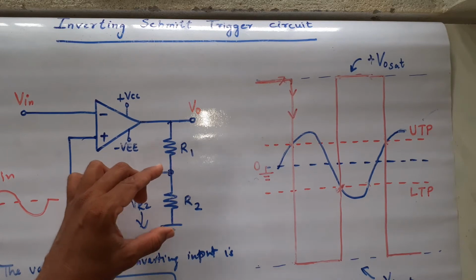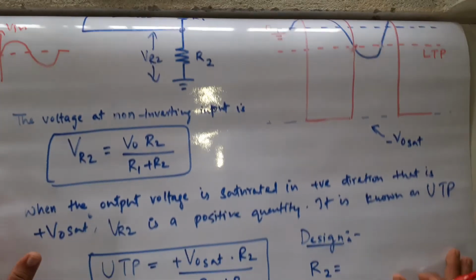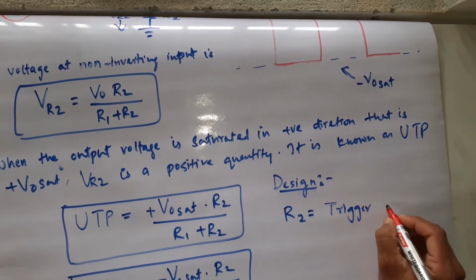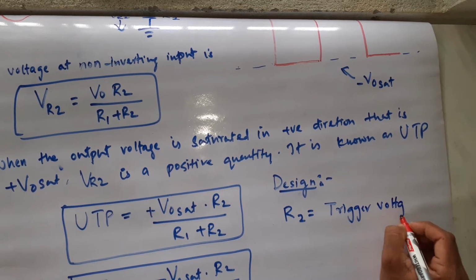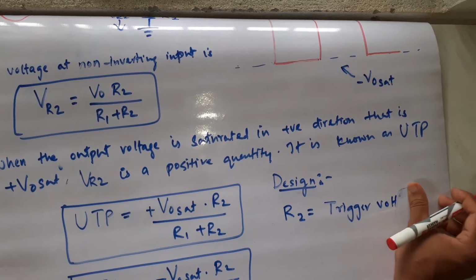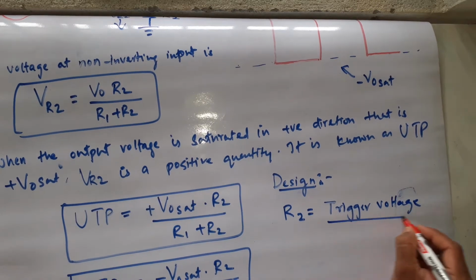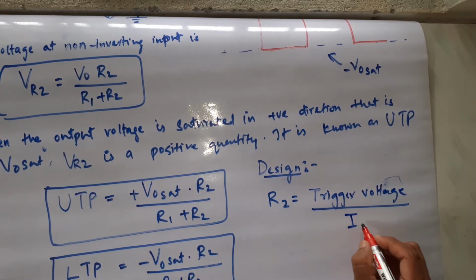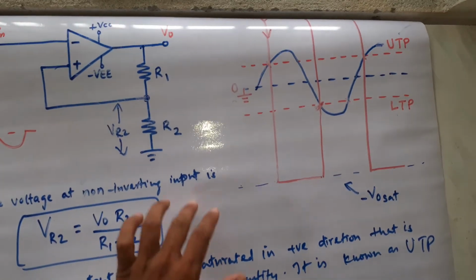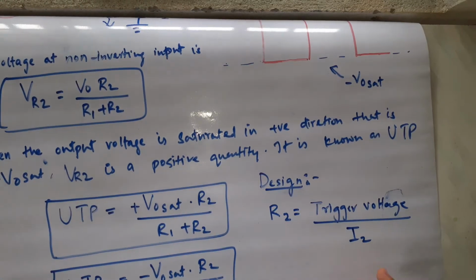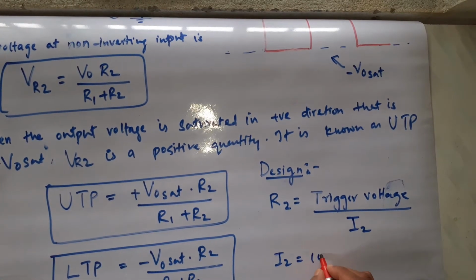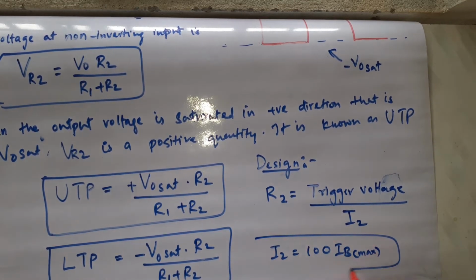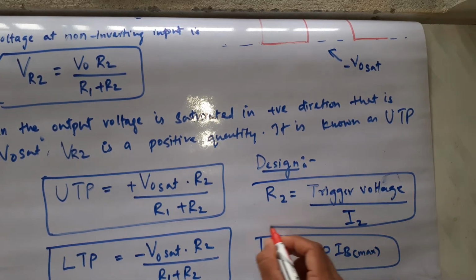What are your UTP and your LTP? They are triggering voltages. So we also give a name for that. Trigger voltage divided by current I1, I2, anything can be taken. We know what is the current flowing in op-amp circuit, right? It is always 100 times of IB max, right? So this is your R2 value.